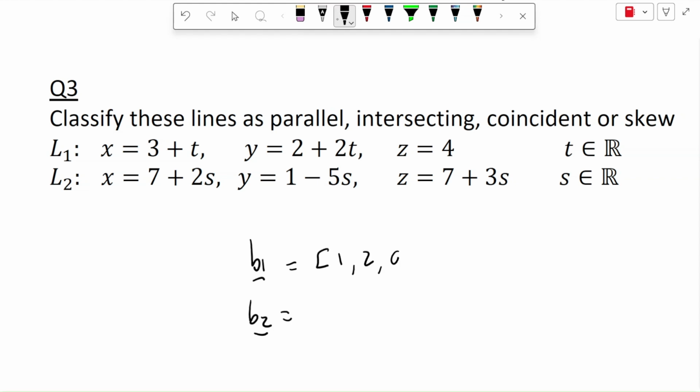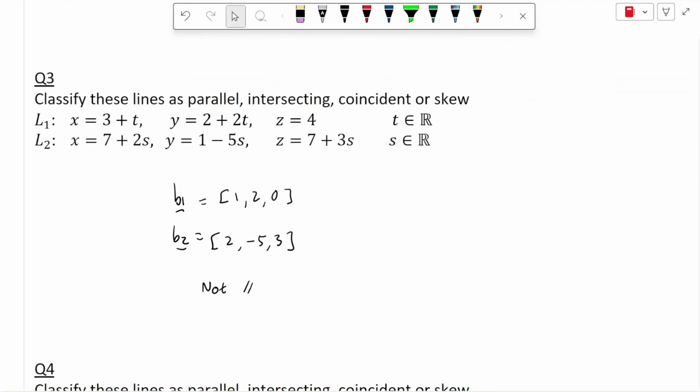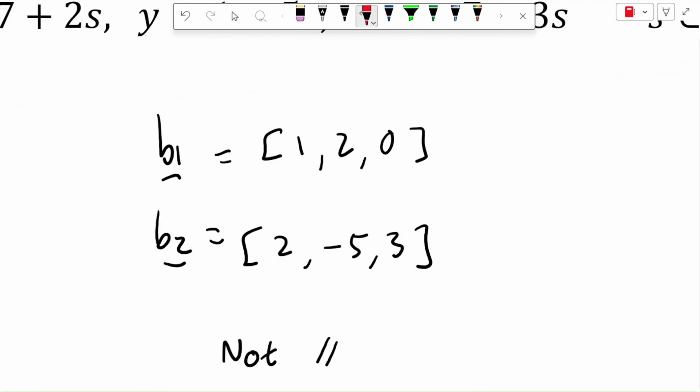(1, 2, 0) would be the first direction vector. (2, minus 5, 3). These lines are definitely not parallel. They are not parallel because they would have to be multiples of each other. You try it, times by 2. Here you would have to times by minus 2.5. So those are different numbers, not parallel.